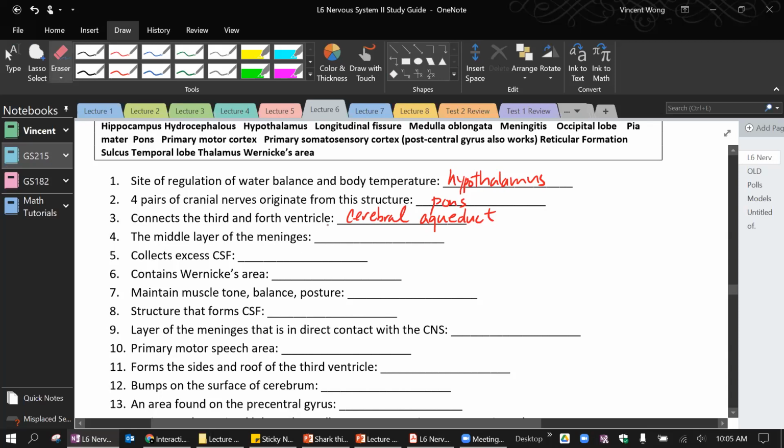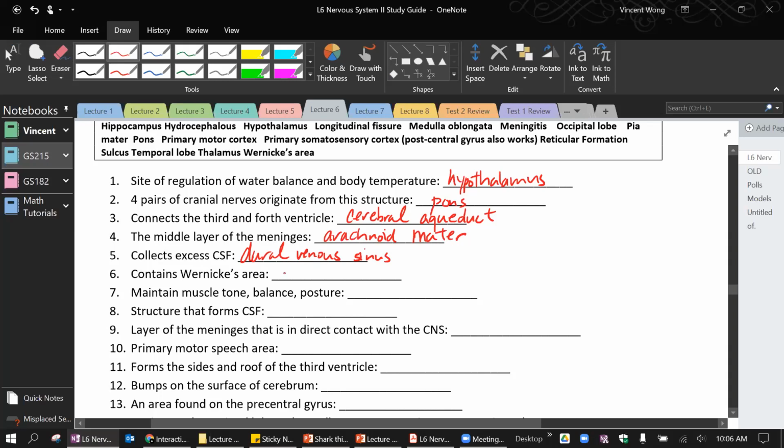The middle layer of the meninges, arachnoid mater, collects excess CSF. Dural venous sinus, okay. It is when the dura mater opens up, the space in between, that's the dural venous sinus.